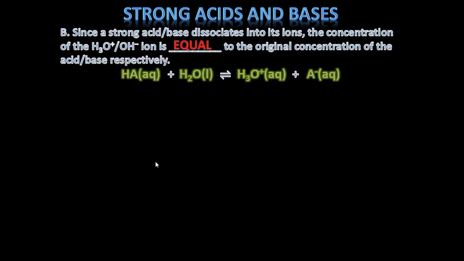Since strong acids and bases completely ionize, the concentration of hydronium or hydroxide is equal to the original concentration of the acid or base, respectively. That's because the ratio between the acid, HA, and the hydronium ion is 1:1. So however many acid molecules you start with, or how many moles of acid you start with, is equal to the moles of hydronium ion.